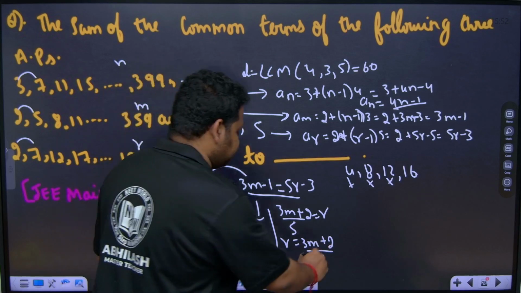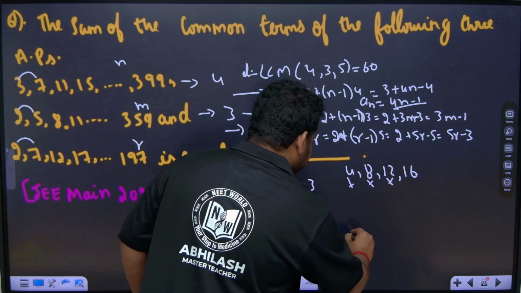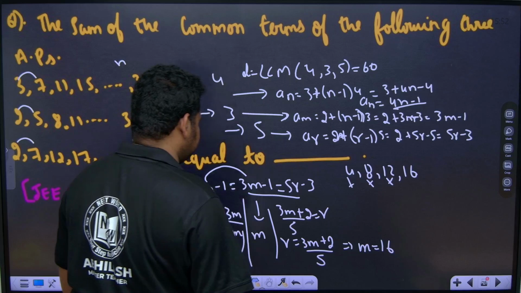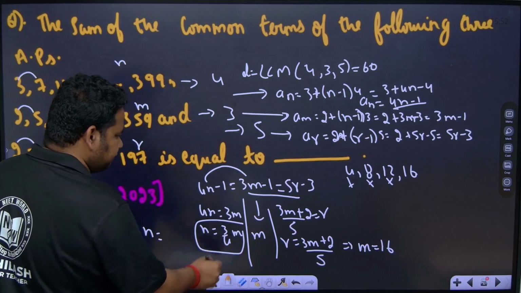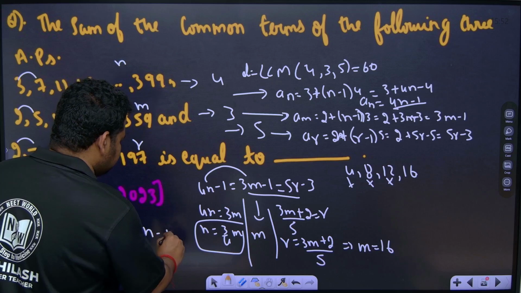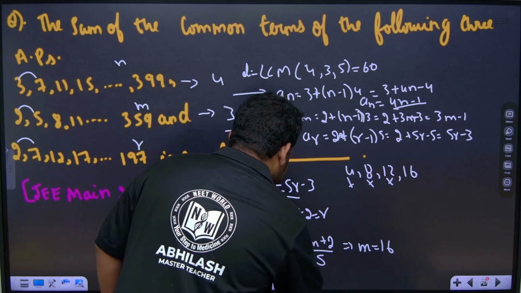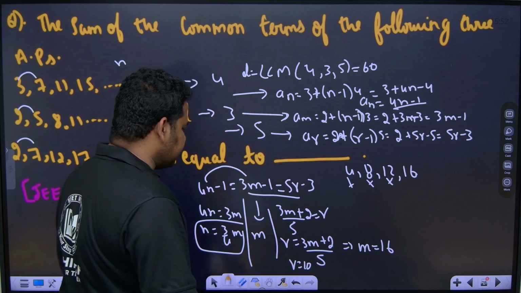So this is possible. So what can I take? Therefore m is equal to 16. Then n is equal to what? 3 by 4 of 16, 4 4s are 16, so n is equal to 12. What about r? We got r is equal to 10.